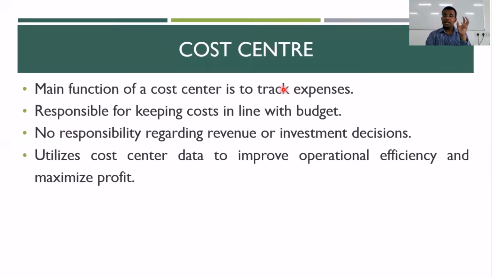So let's say the marketing team has been allocated a budget of 1 lakh. The HR team has been allocated a budget of 50,000. The operations department has been allocated a budget of 1.5 lakhs. So how do you evaluate this? You would do this by implementing cost centers, and the cost centers would be keeping a track of these expenses.